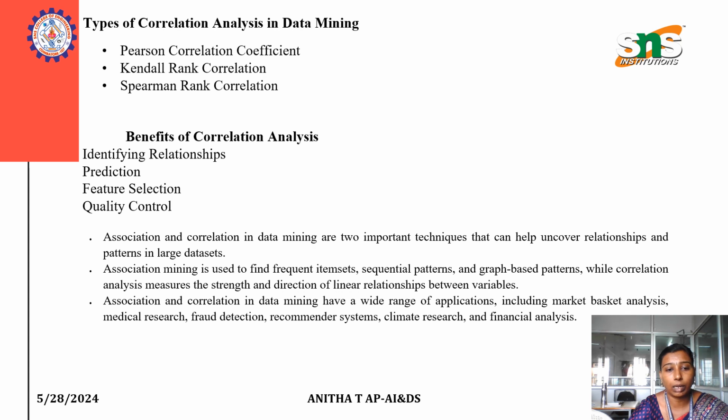Association and correlation in data mining are two important techniques that can help uncover relationships and patterns in large datasets. Association is used to find frequent item sets, sequential patterns, and graph-based patterns, while correlation analysis measures the strength and direction of linear relationships between variables. They also include a wide range of applications like market basket analysis, medical research, fraud detection, recommender systems, climate research, and financial analysis.